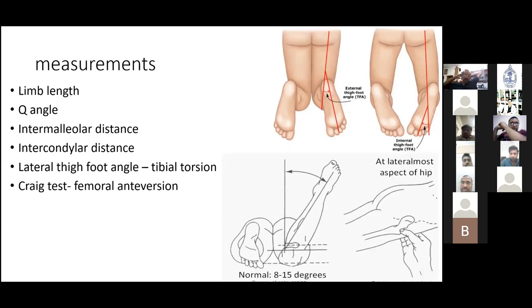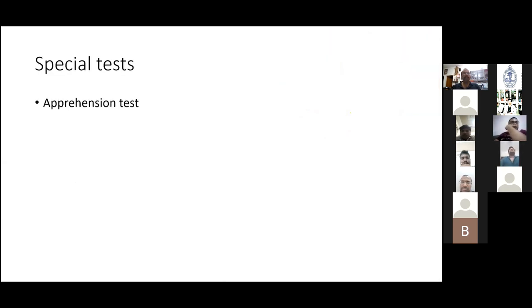So Craig test is looking for the femoral anteversion. The patient is in the prone position and you rotate the leg so that the greater trochanter becomes most prominent by feeling it. So that angle from the midline is taken. So 8 to 15 is the normal femoral angle. And in patellar dislocation patients, you can have higher anteversion, and correspondingly more external tibial torsion and foot pronation deformity.